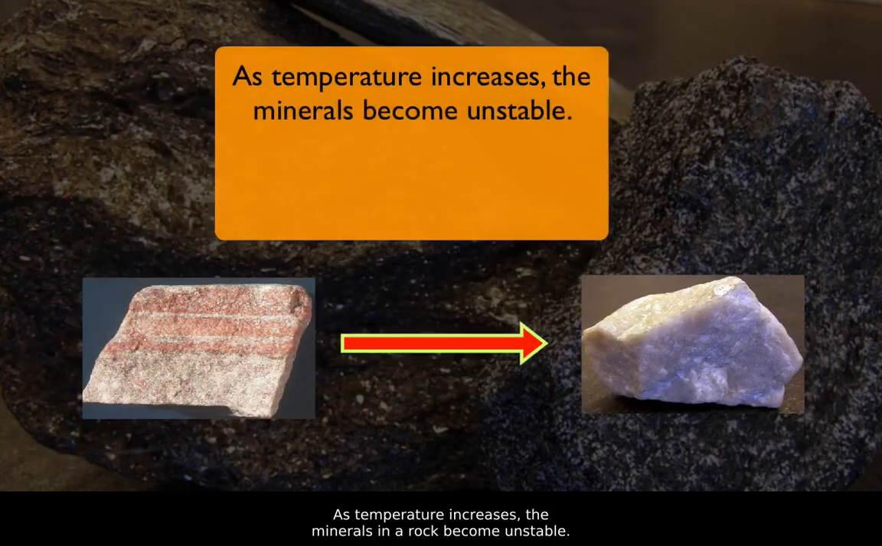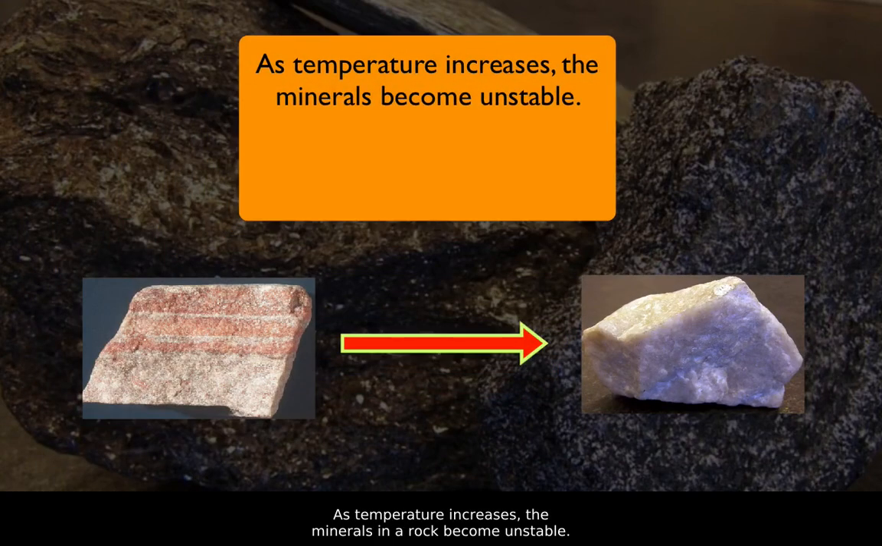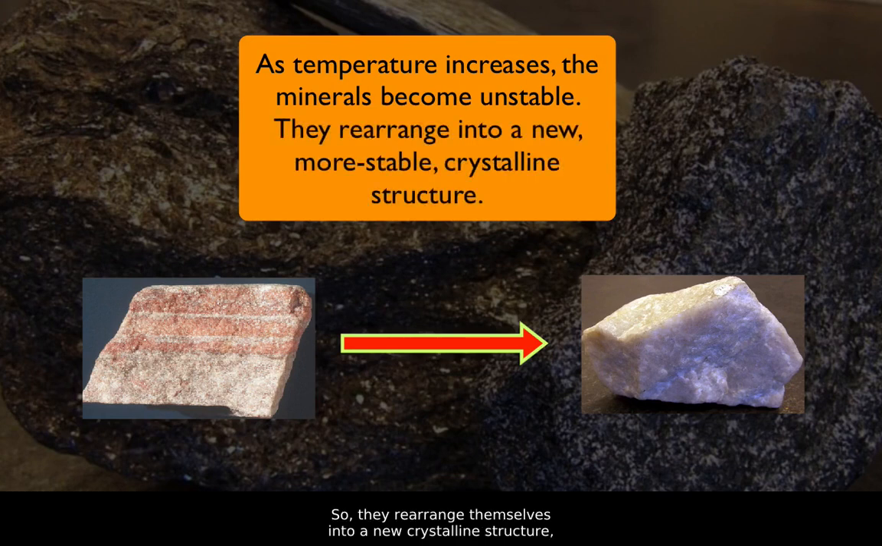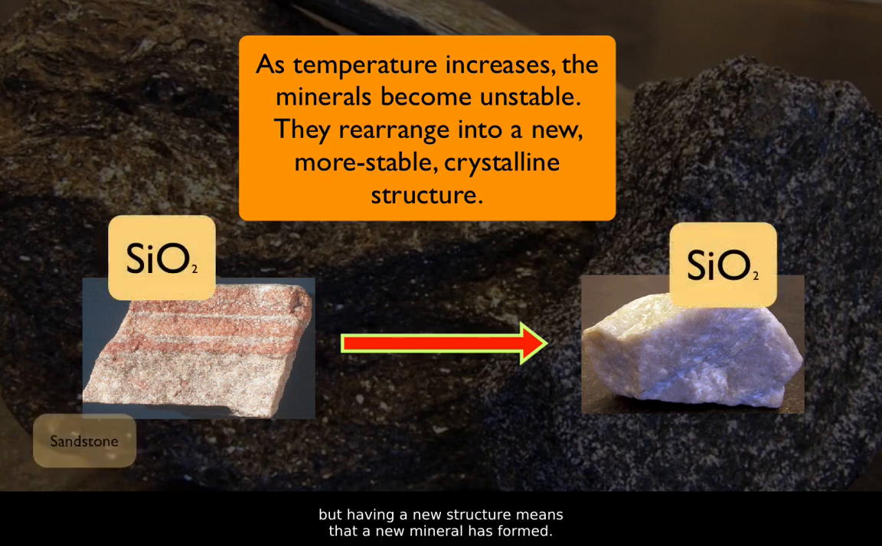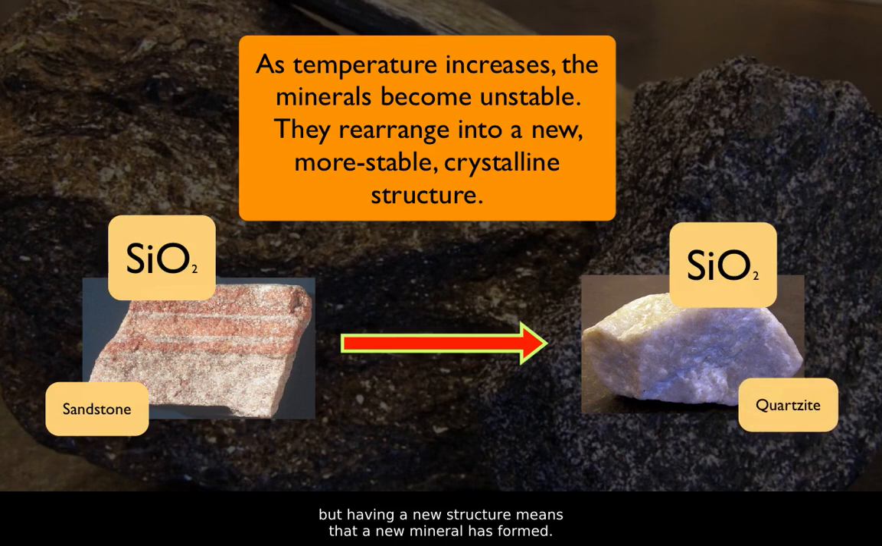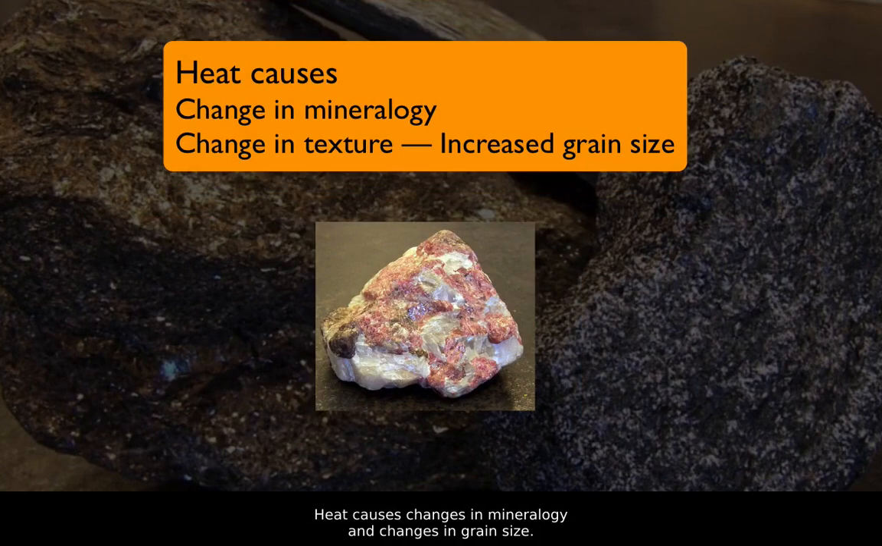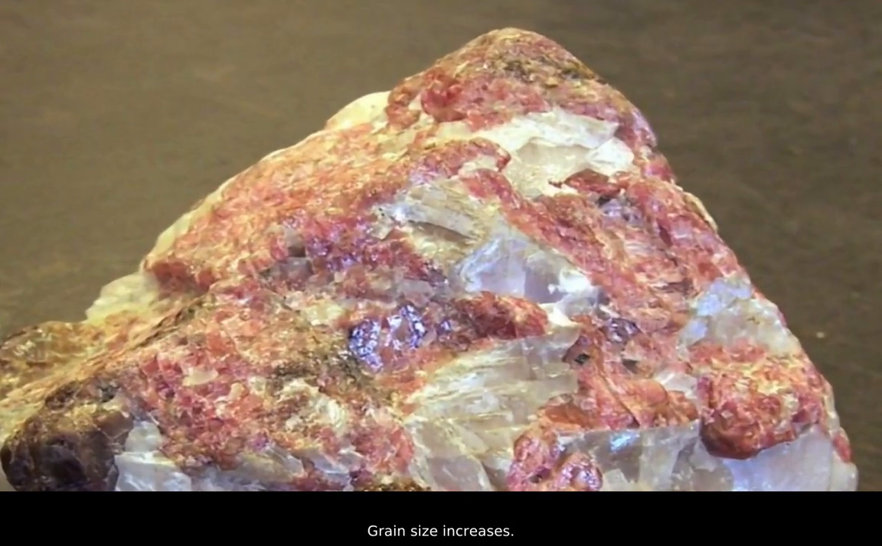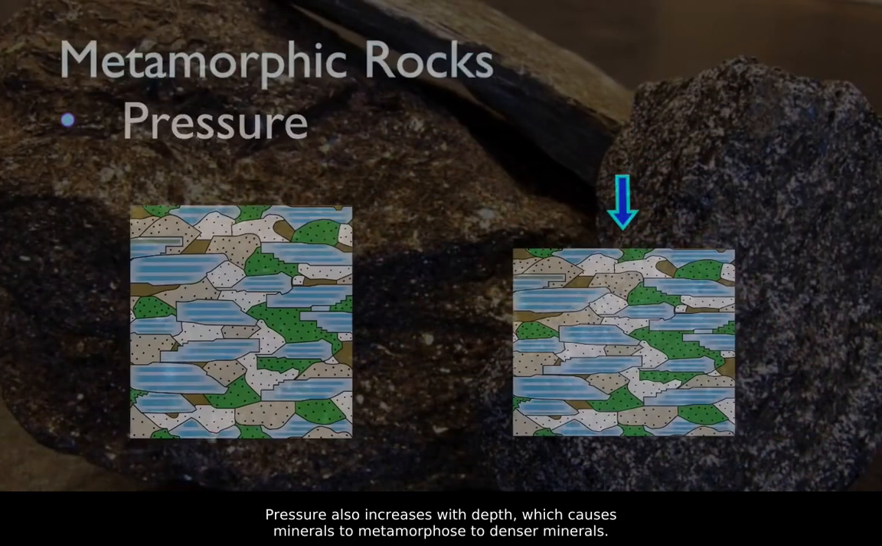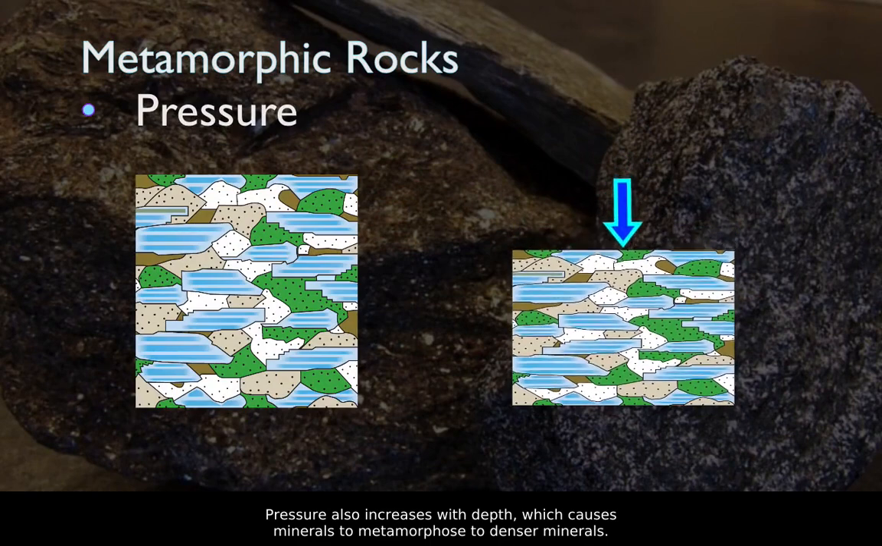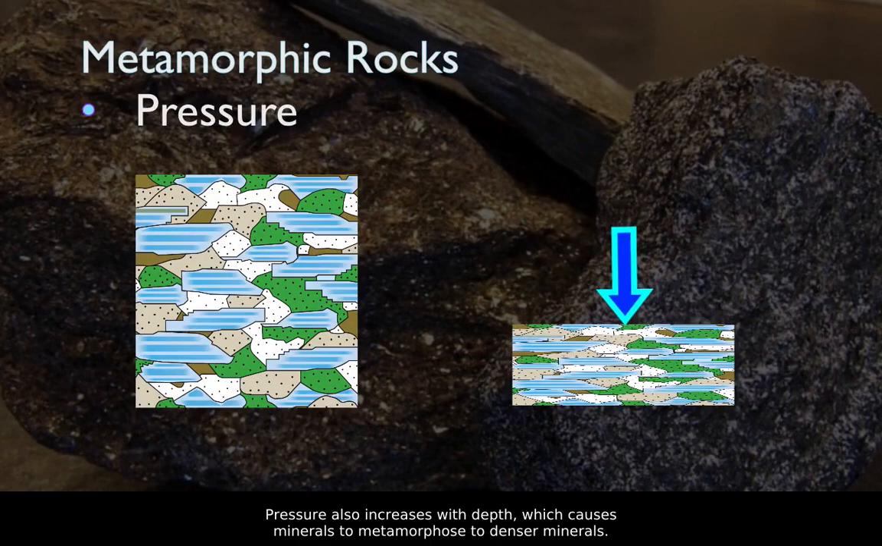As temperature increases, the minerals in a rock become unstable, so they rearrange themselves into a new crystalline structure, a structure that's more stable under the new conditions. The overall composition can stay the same, but having a new structure means that a new mineral has formed. Heat causes changes in mineralogy and changes in grain size. Grain size increases. Pressure also increases with depth, which causes minerals to metamorphose to denser minerals.